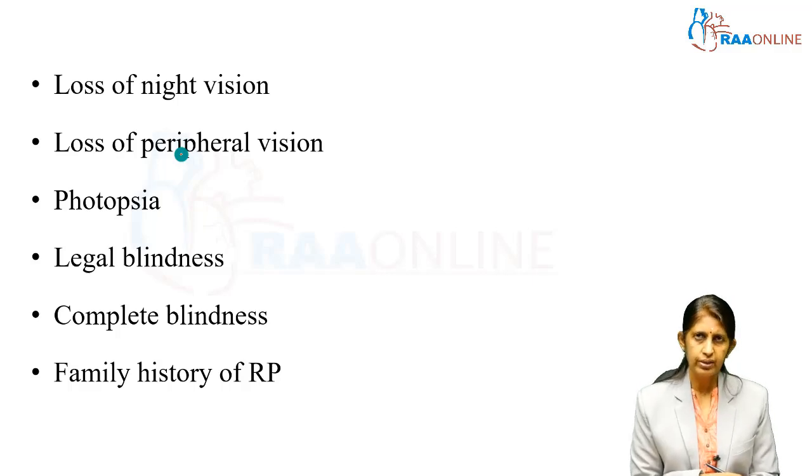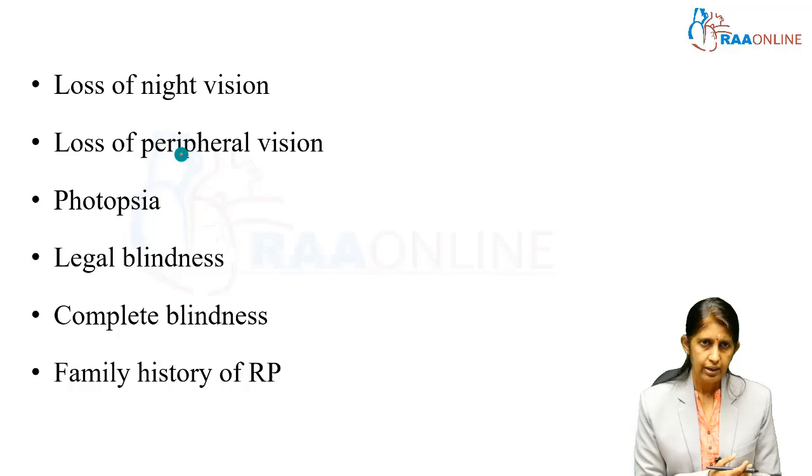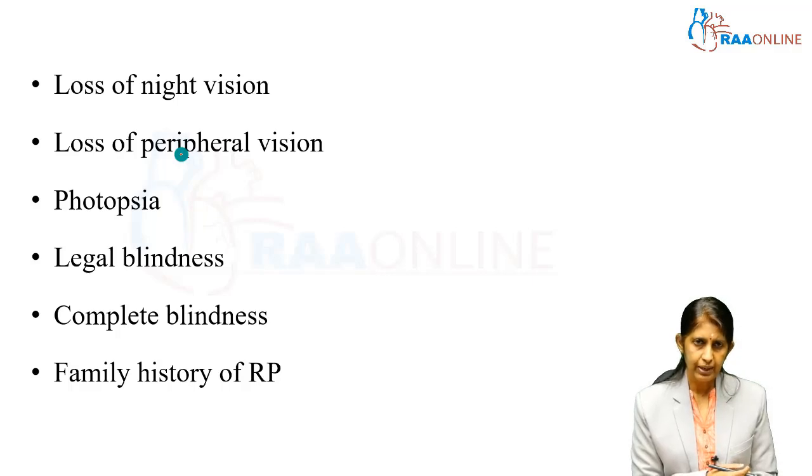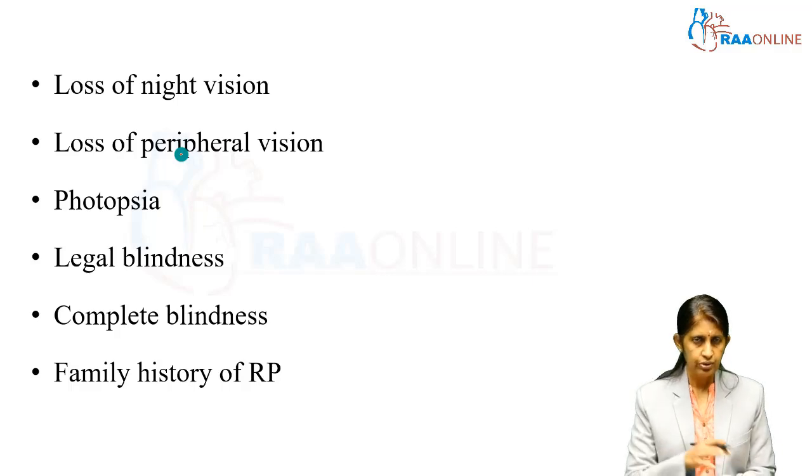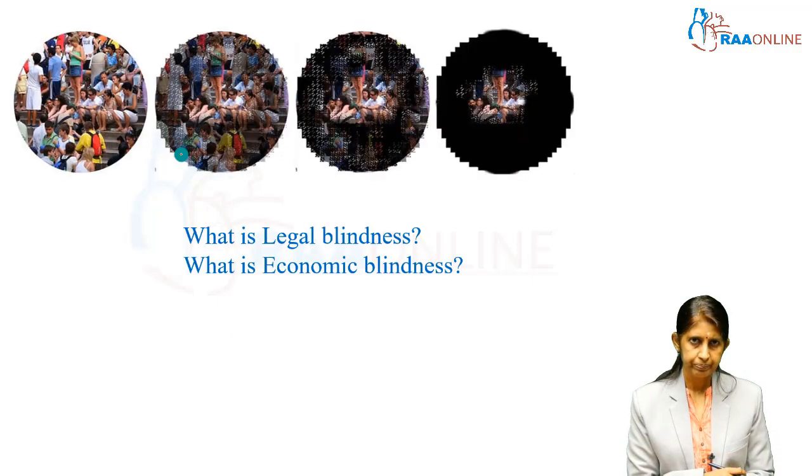These patients, what are the symptoms? They come to us with loss of night vision, which is also called nyctalopia, the loss of peripheral vision, photopsia, which is flashes, legal blindness and complete blindness in the later stages, and family history of RP is usually present. So this is how a patient will present.